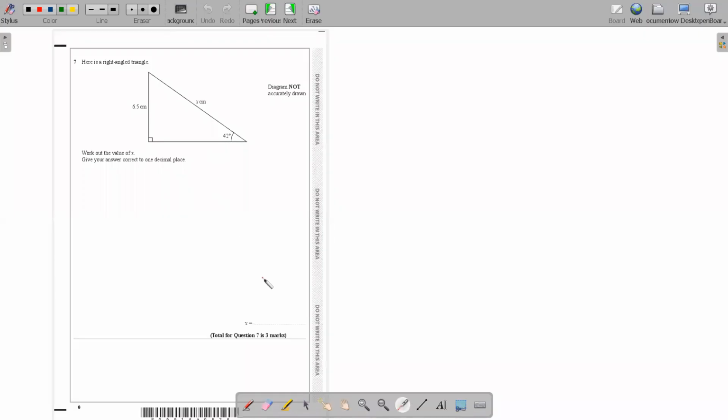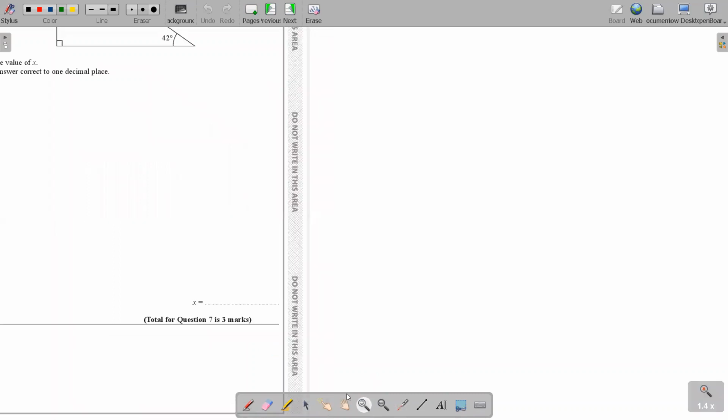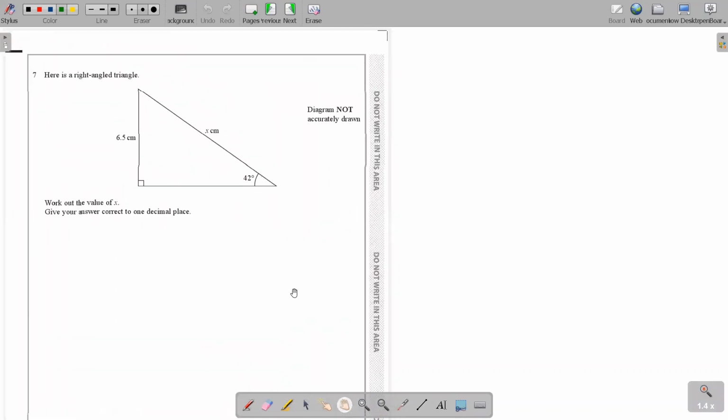Okay, question number 7. So 3 marks. Here is a right angle triangle. Work out the value of x, giving your answer correct to one decimal place. Okay. So you can see it's a right angle triangle, and quite clearly you can see we have an angle marked 42 degrees, and they have marked two lengths here, 6.5 and x. So we need to find x.